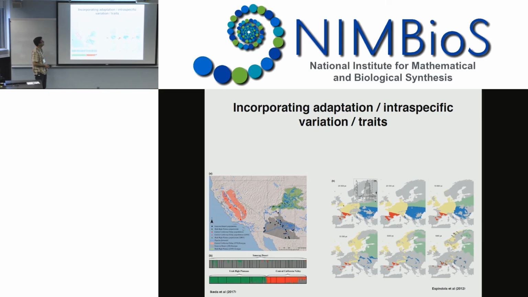Incorporating adaptation, intraspecific variation, traits. There's lots of stuff going on here right now. One of the more common approaches, and there was a reading on this sort of approach, is instead of modeling species overall, we're modeling populations within species. And so you're just, in essence, fitting niche models to these individual populations.